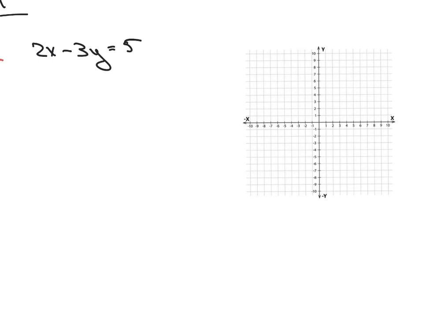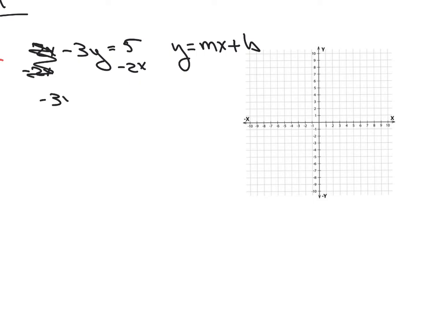And they want you to tell me what the slope and the y-intercept are. Now, first of all, before we do that, we have to put it in this form. So we're going to set it equal to y. So we're going to subtract 2x from both sides. That gets rid of that.